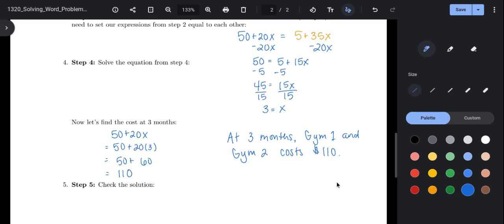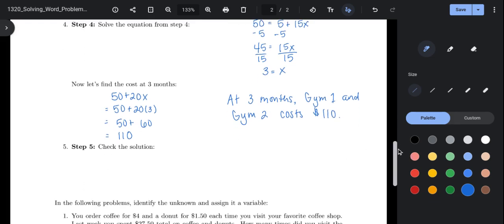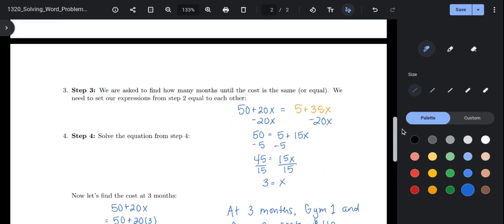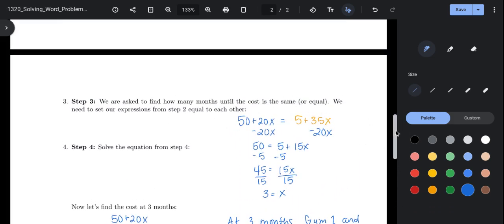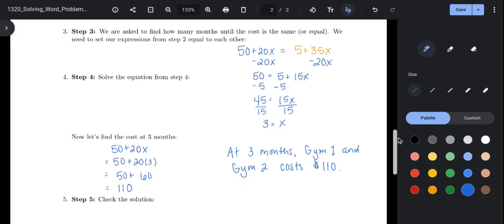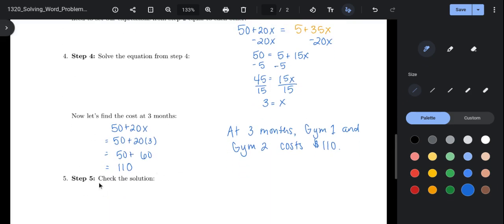All right, so now we've found a solution, but let's check to make sure that it is the correct solution. So what I'm going to do is plug in 3 for my x in my original equation from step 3, just to make sure that that makes this statement true. I get the same thing on both sides when I work this out. So we have 50 plus 20x equals, and we're hoping it equals, 5 plus 35x at x equals 3.